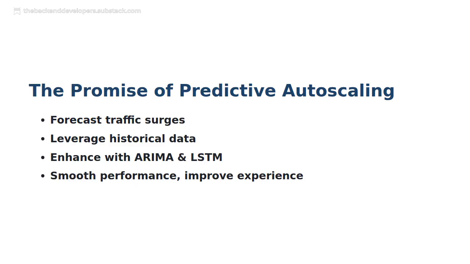Predictive autoscaling empowers us to anticipate traffic surges before they occur, allowing for preemptive scaling. By leveraging historical data, we can enhance our predictions significantly. Algorithms like ARIMA and LSTM refine our scaling strategies, ensuring smoother performance. Ultimately, this leads to an enhanced user experience, making our applications more resilient and responsive.